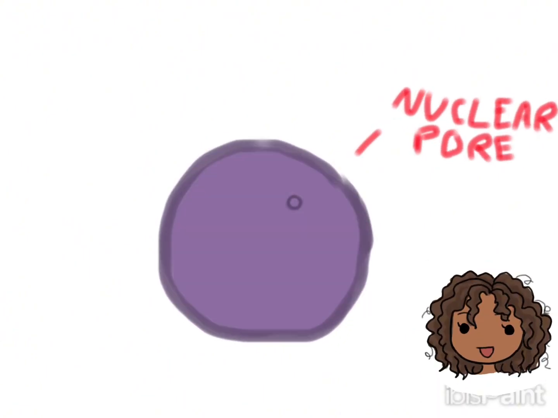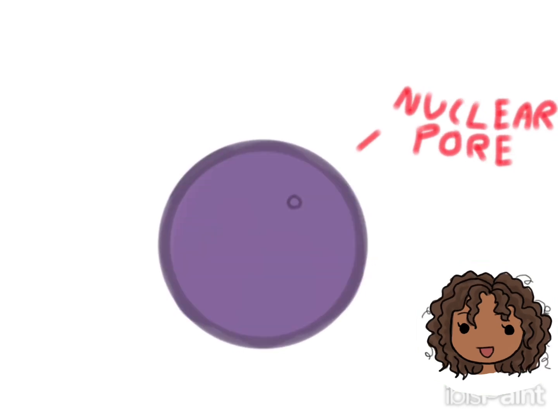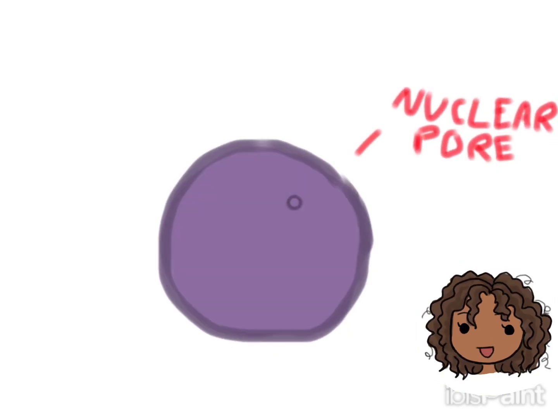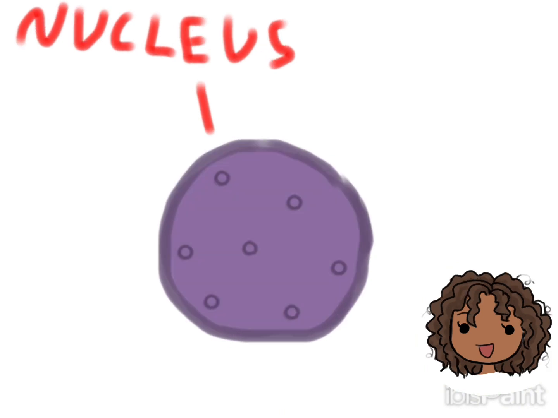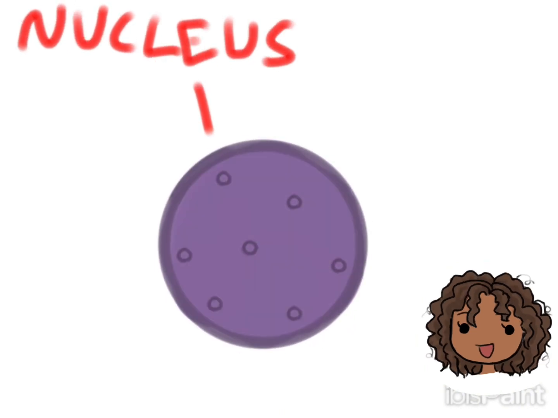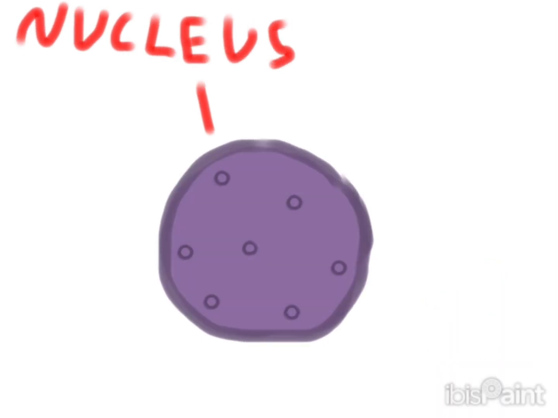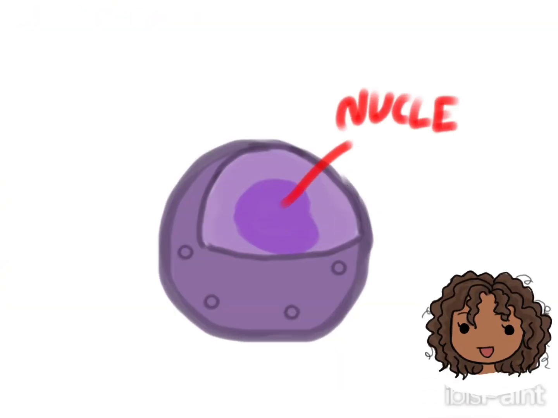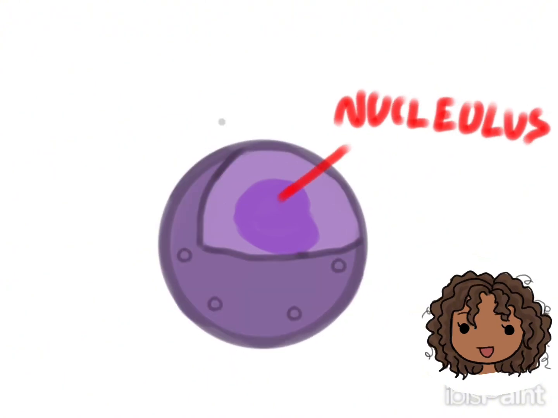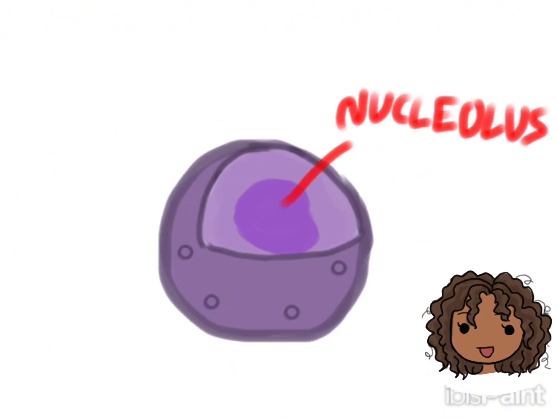Nuclear pores. Nuclear pores are little holes in the envelope that allow certain components in and out of the nucleus. The nucleus. The nucleus contains nearly all of the cell's DNA, with instructions for making proteins and other molecules. The nucleolus. The nucleolus produces and assembles ribosomes.